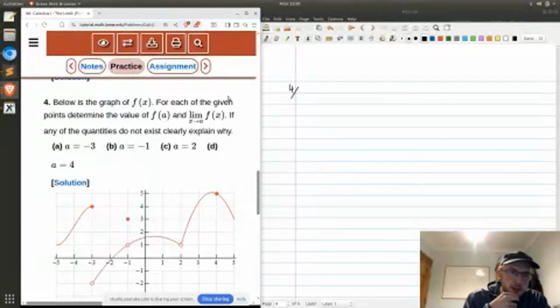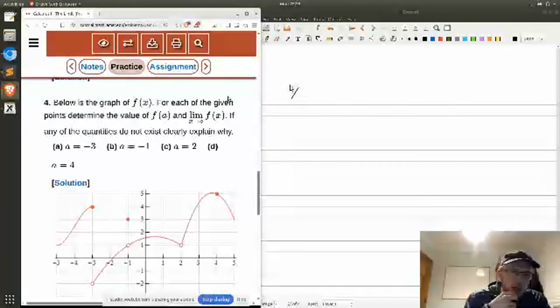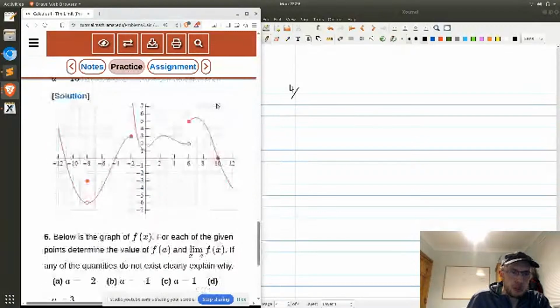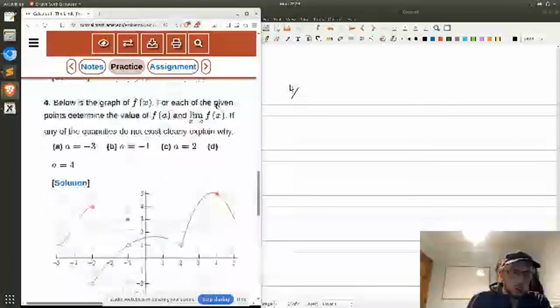Below is a piecewise function. For each of the given points, determine the value of f of a and the limit as x approaches a of f of x. If any of the quantities do not exist, clearly explain why. All right, I'll take on each one and then I'll check.